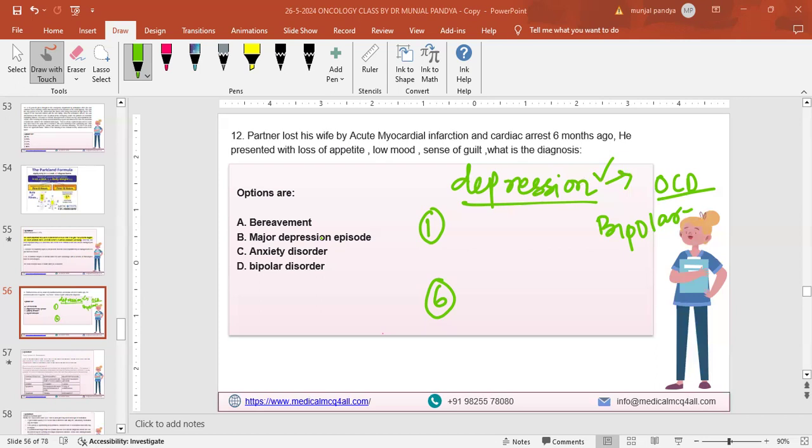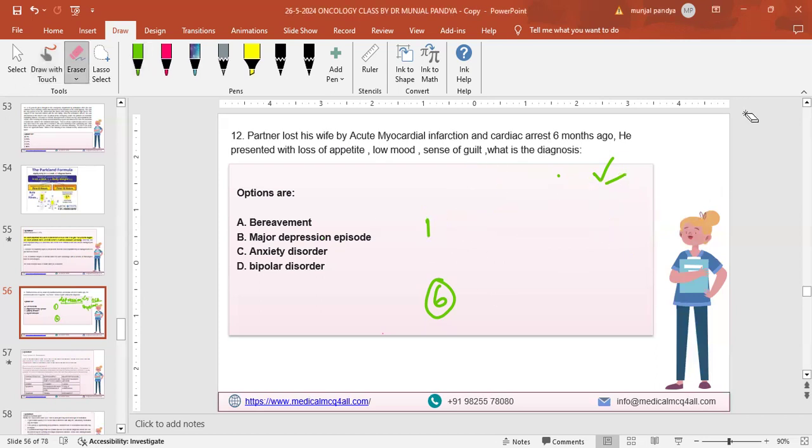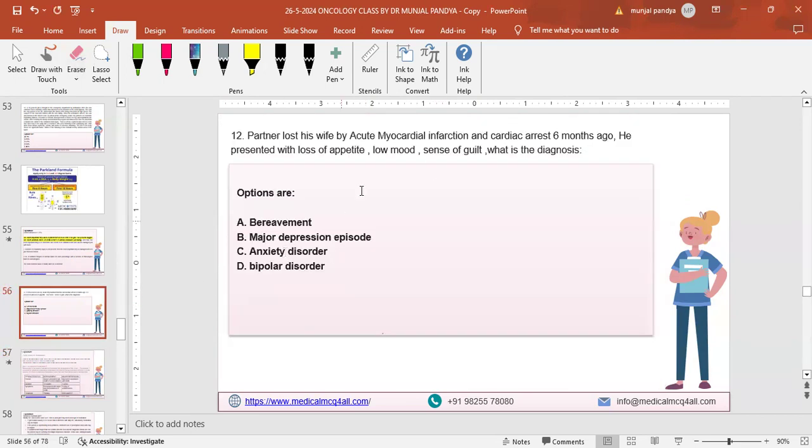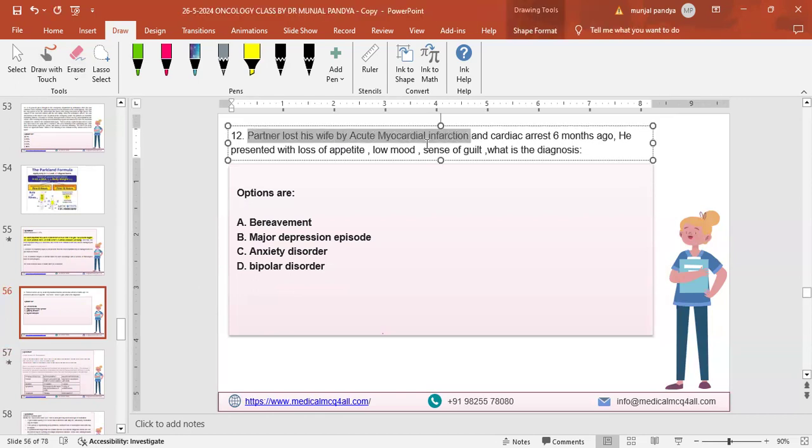So this is the basic difference. You need to know all this: what is bereavement, what is depression, how you differentiate. It's important. There is an excellent MCQ set given on our website. If you go through probably 50, 100 MCQs, you get a lot of clarity. So this is bereavement and this is major depression. Depression may not be associated with death, bereavement is always associated with death. So the first line is lost, or died.